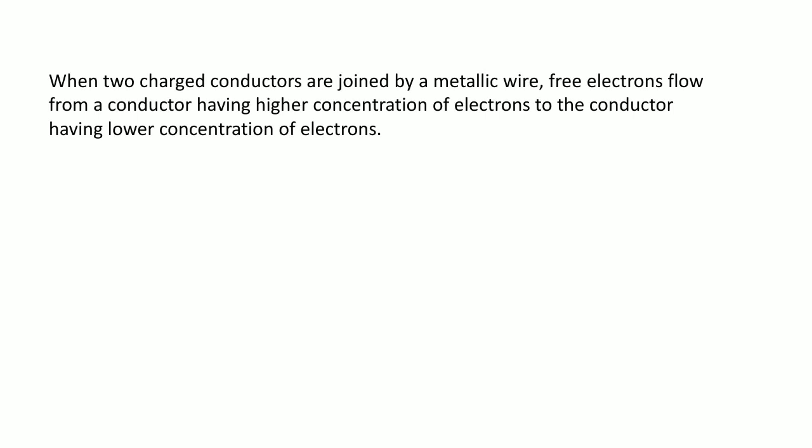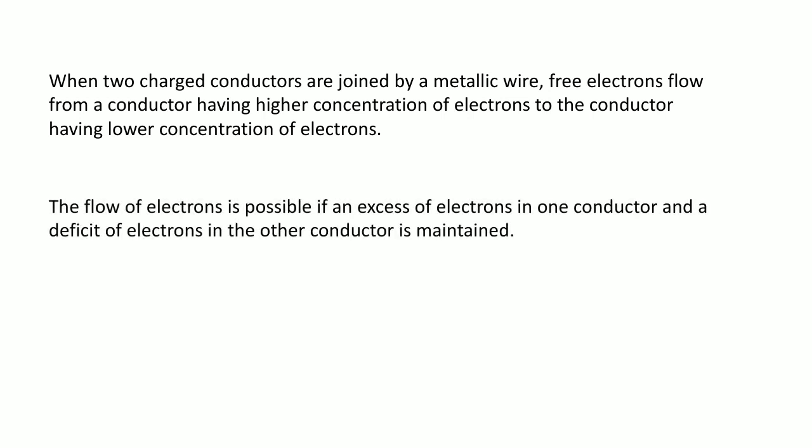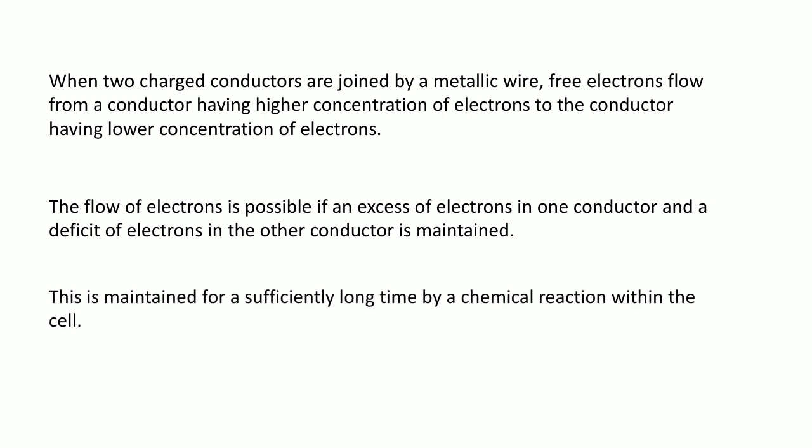So when two charged conductors are joined by a metallic wire, free electrons flow from a conductor having higher concentration of electrons to the conductor having lower concentration of electrons. The flow of electrons is possible if an excess of electrons in one conductor and a deficit of electrons in the other conductor is maintained. This is maintained for a sufficiently long time by a chemical reaction within the cell.